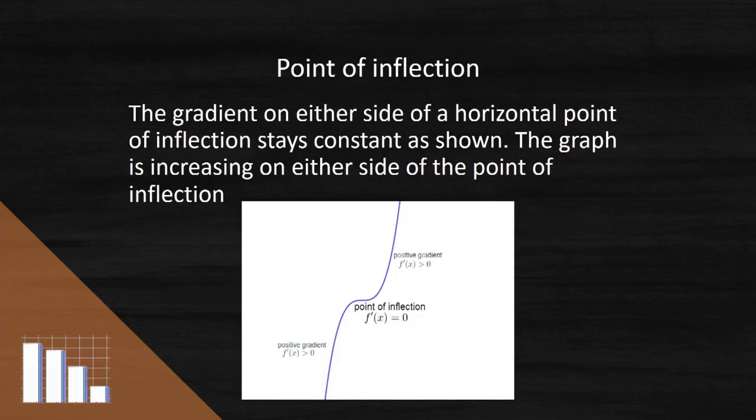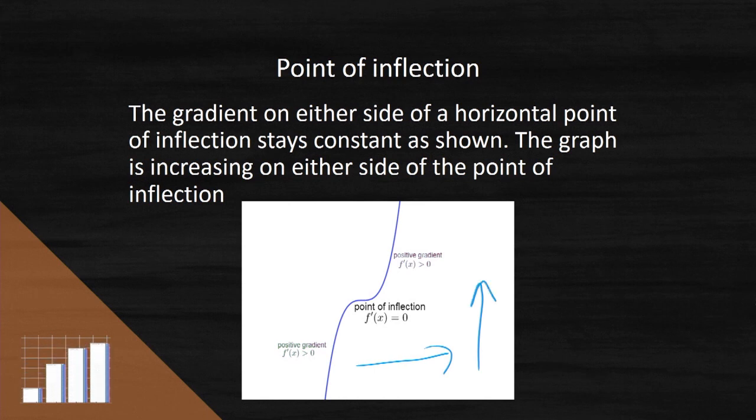All right, points of inflection are extremely important. We know that the gradient on either side of a horizontal point of inflection stays constant, so that's as shown. There's a positive gradient, so the gradient is continually positive. The graph, therefore, is increasing, as you can see, on both sides. So as x increases, y increases. So this is an increasing function.